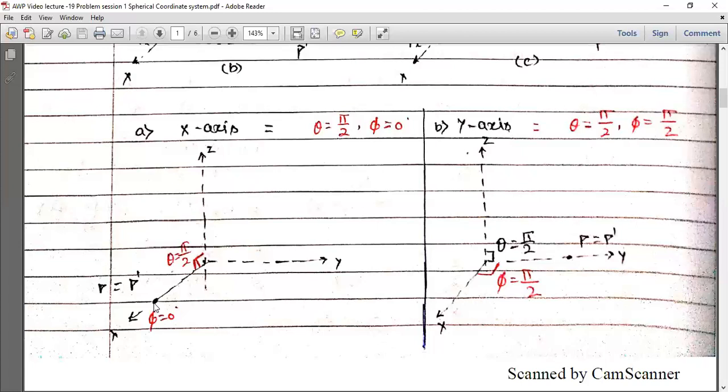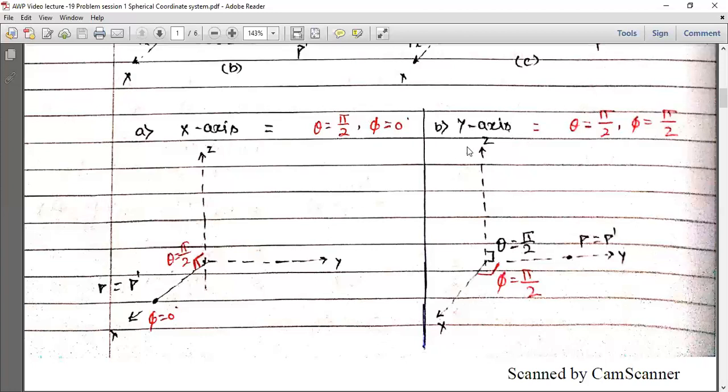That is, theta is always 90 degrees, and the angle between the projection of point P on the xy plane, that is P dash, the distance OP dash, and the x-axis always coincide with each other, and that's why the angle phi is always 0. So for the x-axis, the equation will be written in terms of this: theta equals pi by 2 and phi equals 0. Or equivalently, you can say in the spherical coordinate system, theta equal to pi by 2 and phi equal to 0 represent all the points lying on the x-axis. Okay, that's what we want to find.